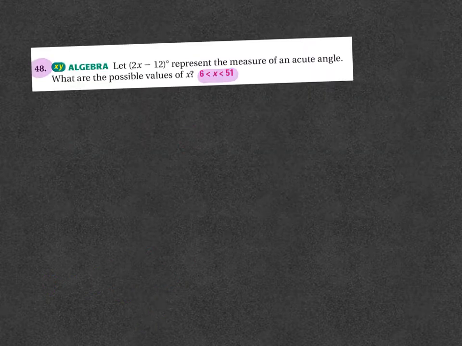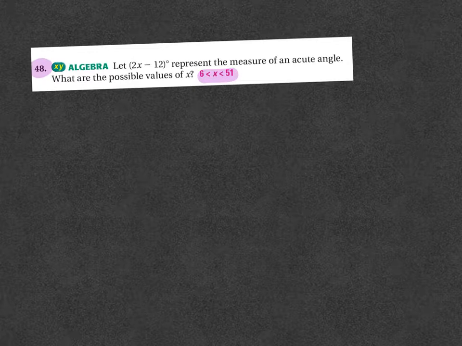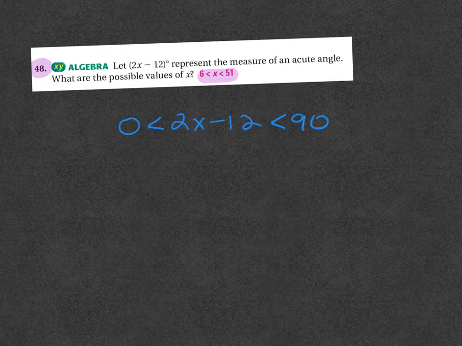Okay, number 6 said, let 2x minus 12 represent the measure of an acute angle. What are the possible values of x? So for an angle to be acute, what numbers does it have to fall between? 90 and 0. It has to be bigger than 0, but less than 90. Do we agree on that? So that's what you're setting up. You're saying that this, which is 2x minus 12, has to be greater than 0, but less than 90. So then it's a compound inequality. Whatever you do to the middle, you've got to do to both sides.